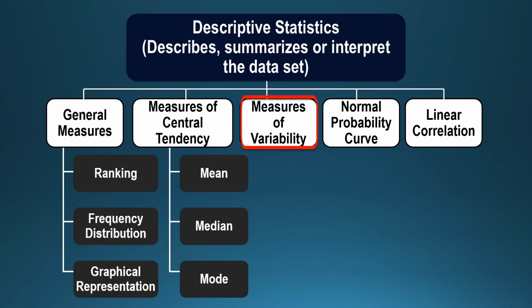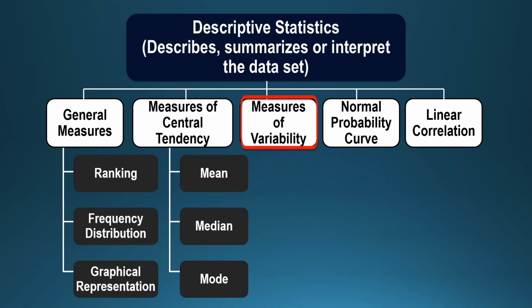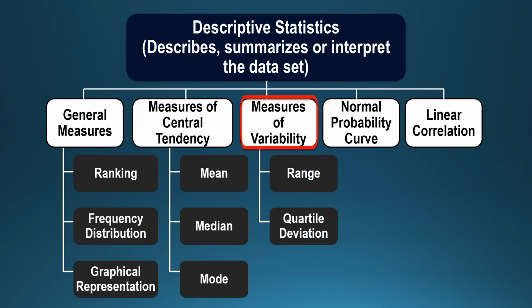Measures of variability refer to the spread of scores or the scatteredness of scores. Here we are concerned with how much difference there is among the scores of various units or elements in the sample, and one can calculate range, quartile deviation, and standard deviation. And then we have normal probability curve and linear correlation.